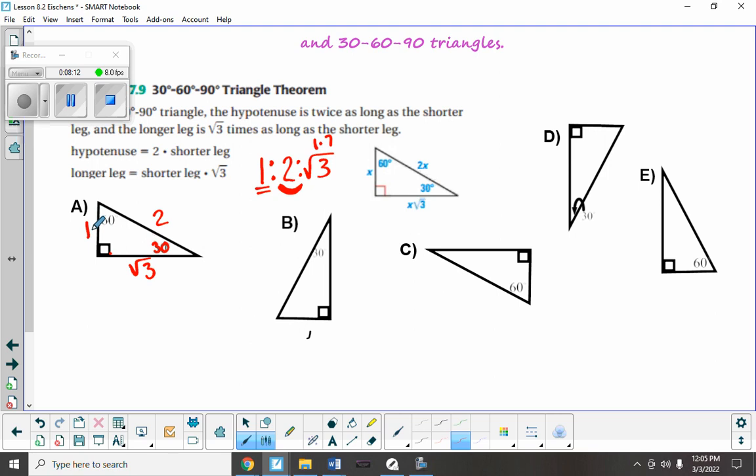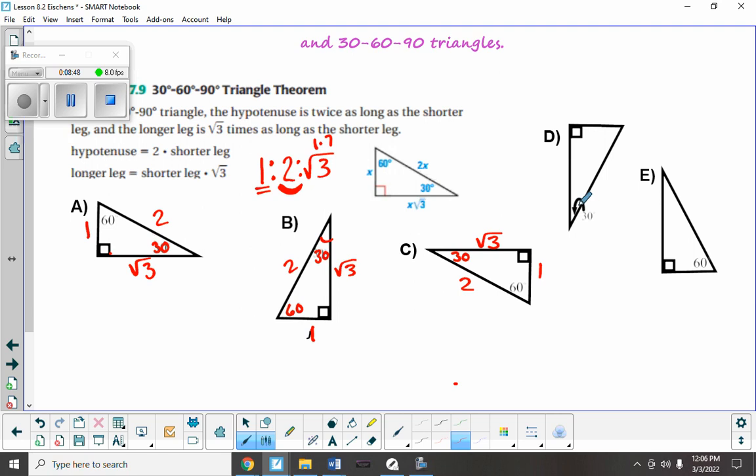So we're going to practice just labeling a few of these. If this is 30 and that's 90, this would be 60. So the smallest angle is 30. Across from that is 1. The hypotenuse is the longest, so that's 2. And then the middle length is root 3. That's across from the middle-sized angle. So here we have a 60. Here we have a 30. There we have 90. So across from the 30 is 1. Hypotenuse is 2. Across from the 60 is root 3.